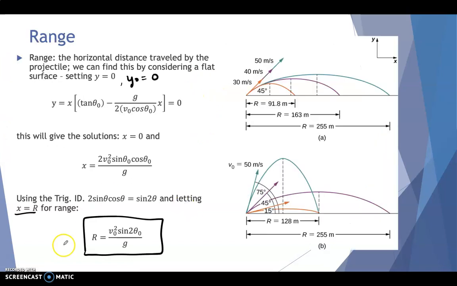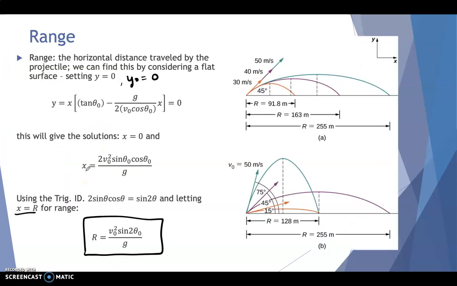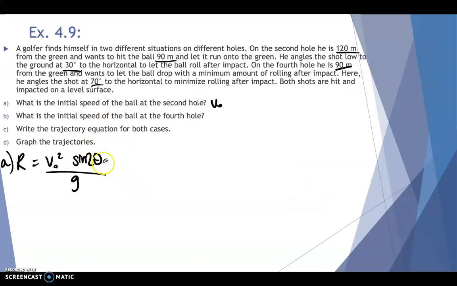Let's use the equation that we just learned, the equation of range. We want to know the initial speed of the ball, so that's just going to be v naught. So R equals v naught squared sine 2 theta naught over g, and we solve for our speed here. So v naught will be the square root of R times g over sine 2 theta naught.